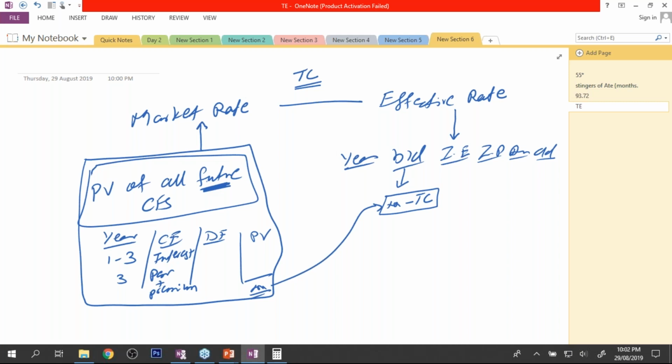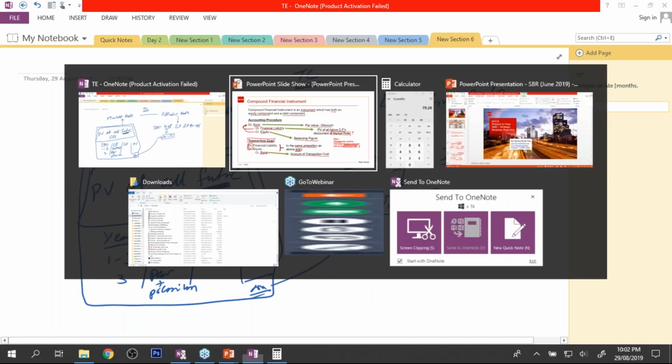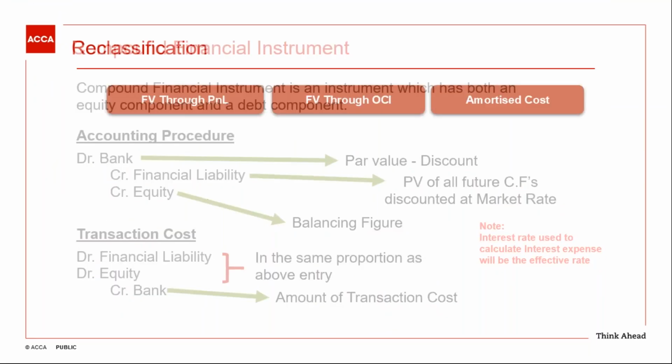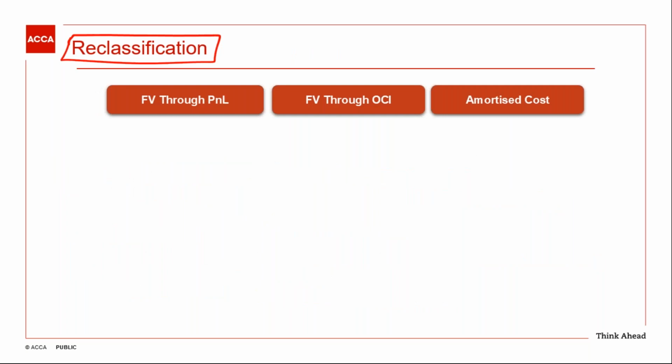Abhay is asking whether we are going to discuss hedging in today's session? Yes, Abhay, we have the target of discussing the hedging. So let's quickly get back. Thank you, Manul.